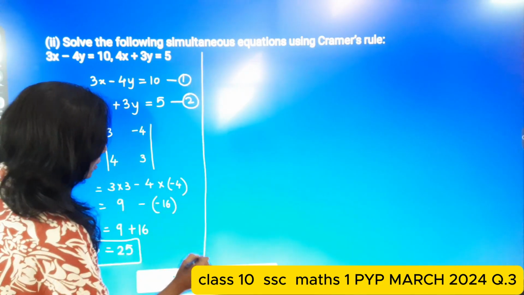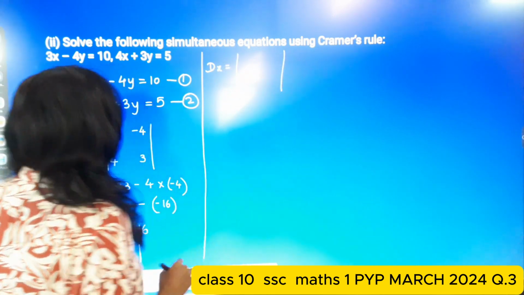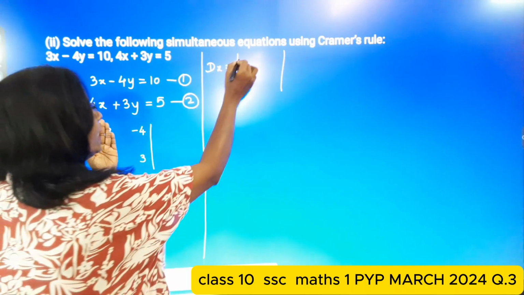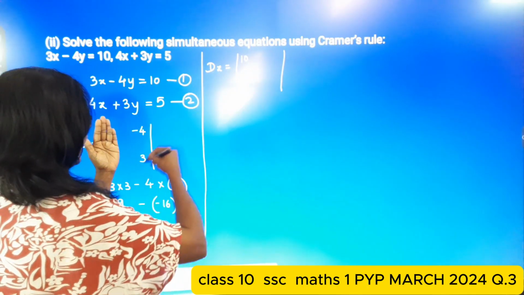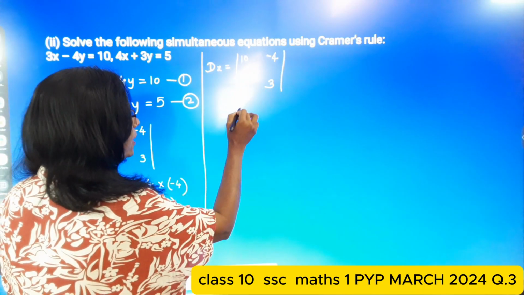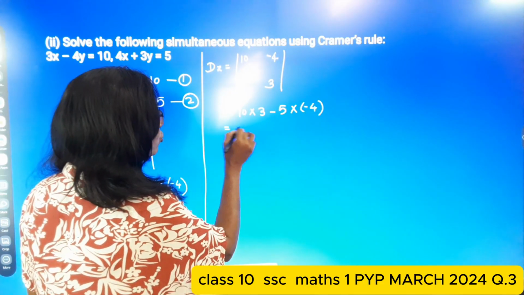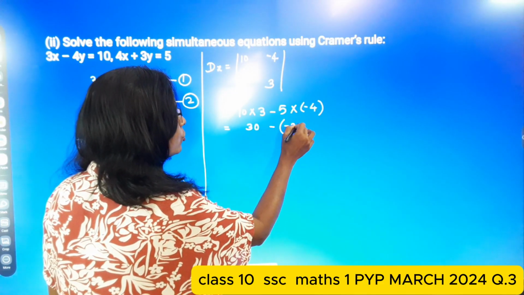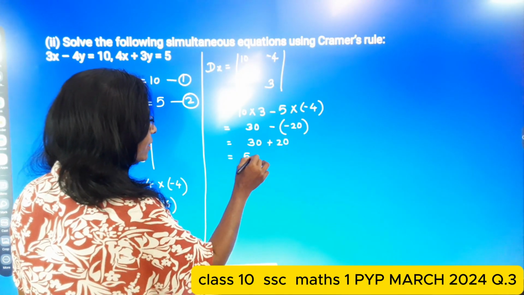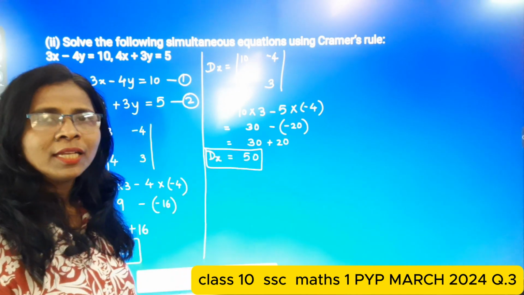And then the next one is finding D of x. How can we find D of x? You hide the coefficients of x and replace them by the constants, that is 10 and 5, and write the y coefficients as they are, that is minus 4 and 3. So cross multiply: 10 multiply 3 minus of 5 multiply minus 4. That means 30 minus of minus 20, that is 30 plus 20. So here, students, that is 50. So D of x is equal to 50.